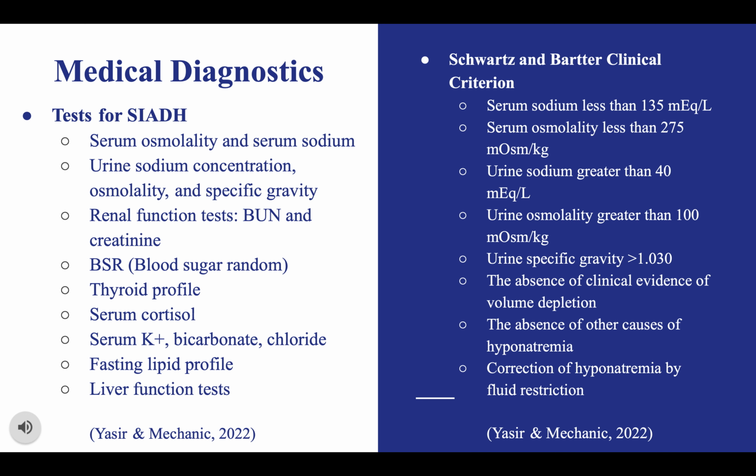The absence of clinical evidence of volume depletion, such as normal skin turgor or blood pressure within the designated reference range. Next would be the absence of other causes of hyponatremia, such as adrenal insufficiency, hypothyroidism, cardiac failure, pituitary insufficiency, renal disease with salt wastage, hepatic disease, as well as drugs that impair renal water excretion. And lastly would be the correction of hyponatremia by fluid restriction.